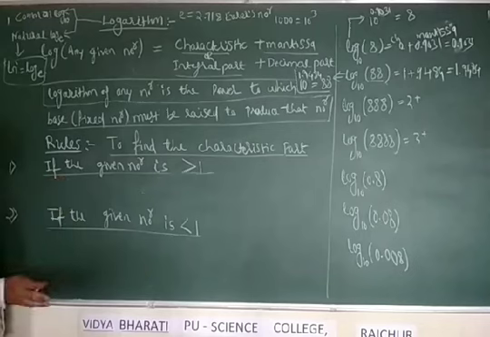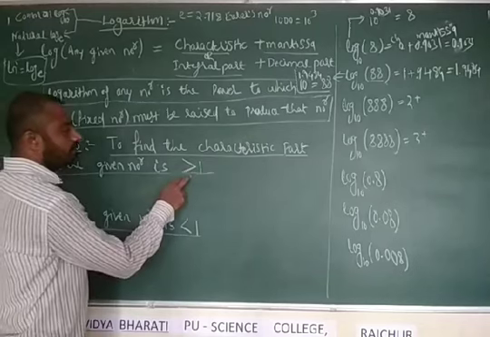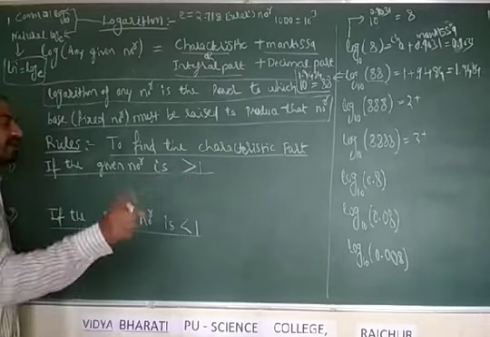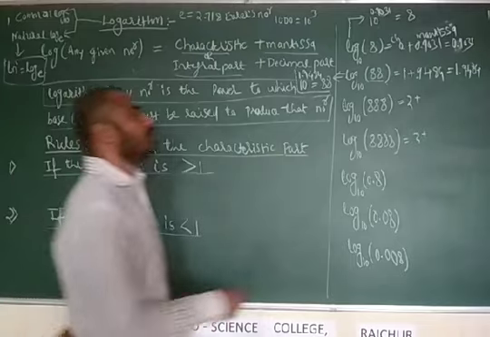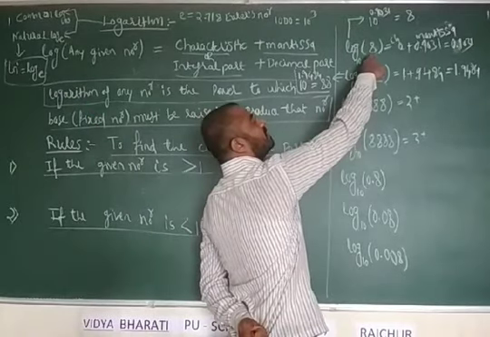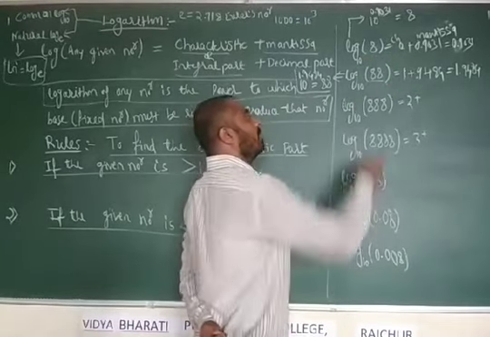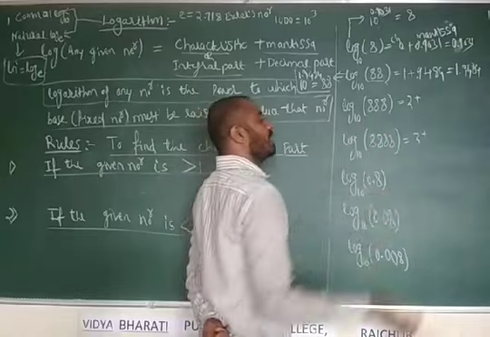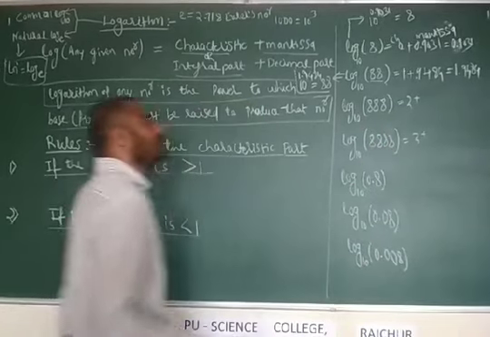There are actually two rules. First rule: if the given number of which the characteristic should be found is greater than 1. Suppose in this example, 8 is greater than 1, 88 is also greater than 1, 888 is also greater than 1, and 8888 is also greater than 1.